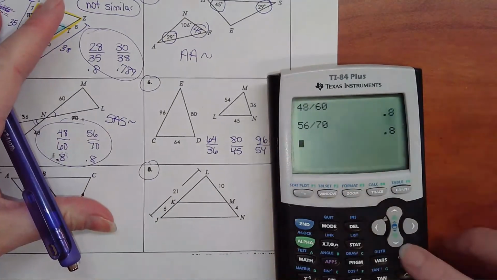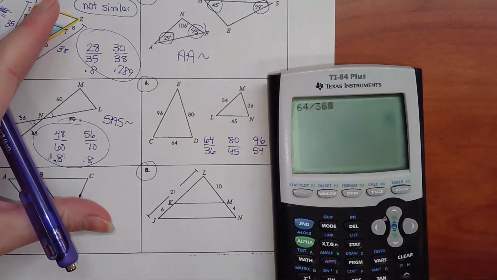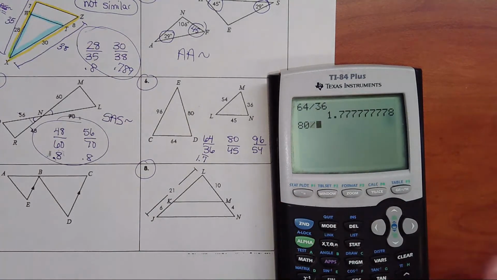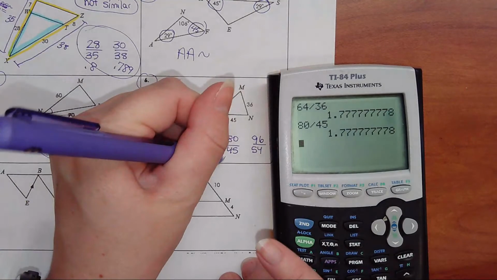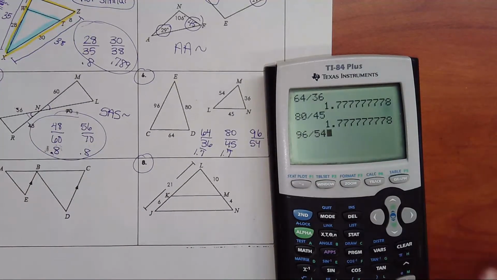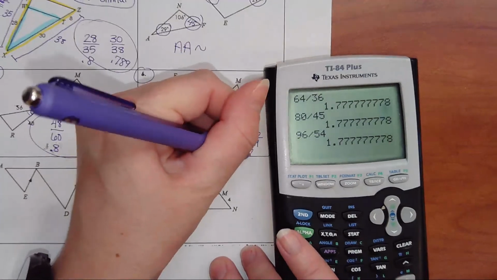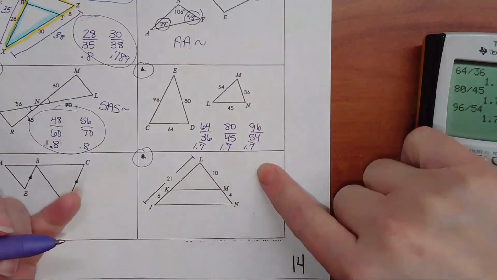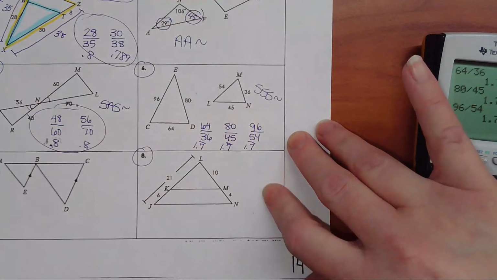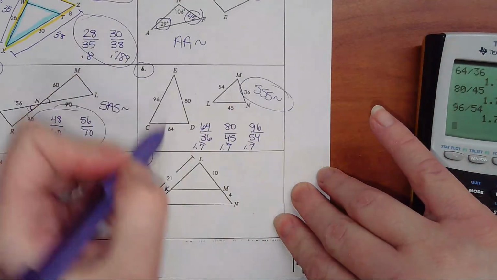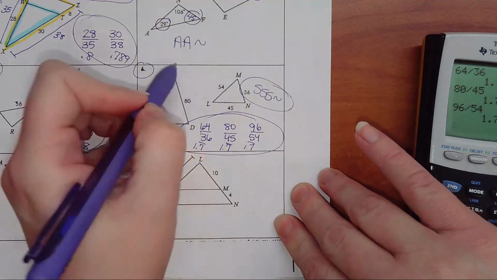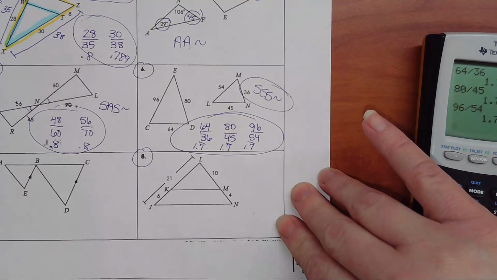Divide them out. 64 divided by 36, I get 1.7 repeating. 80 divided by 45, so far so good, 1.7 repeating. 96 divided by 54, perfect. Because they all reduce to the same thing, these are similar by side, side, side. But again, you can't just put side, side, side. You have to show this. Without this, you get this answer marked wrong, just so you know.